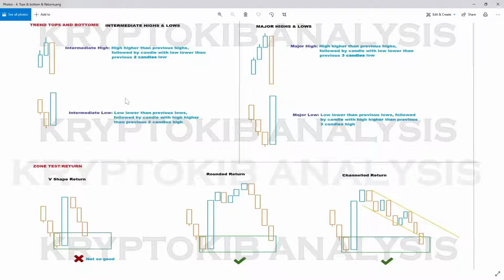So now we are talking about tops, right? I said this is an intermediate high, or intermediate top. For this to be an intermediate top, we have a high higher than the previous high, followed by a candle with a low lower than the previous two candles' lows. This low is lower than the previous two candles. This is 1, 2. So the low of this candle must be lower than the low of this and the low of this.